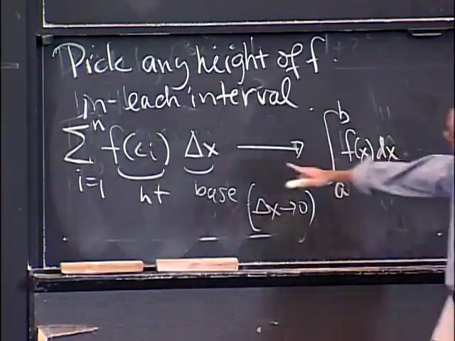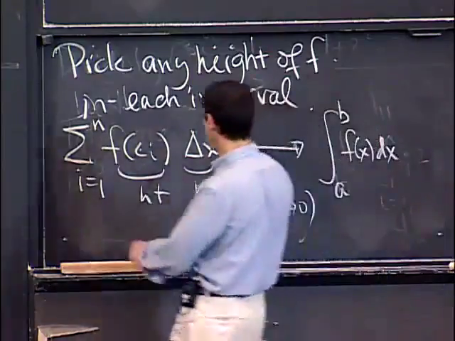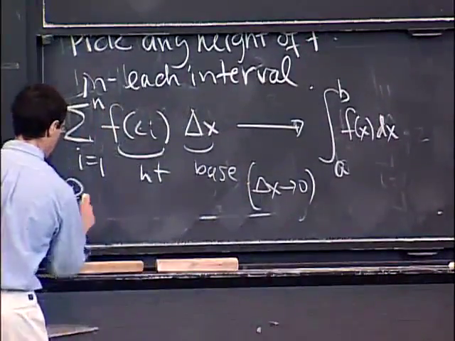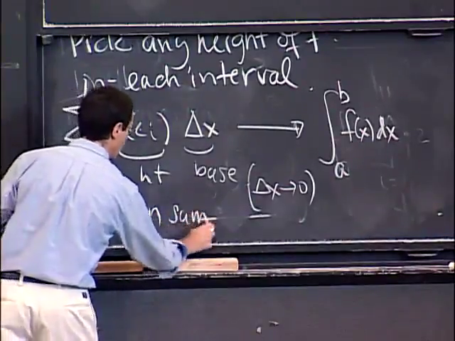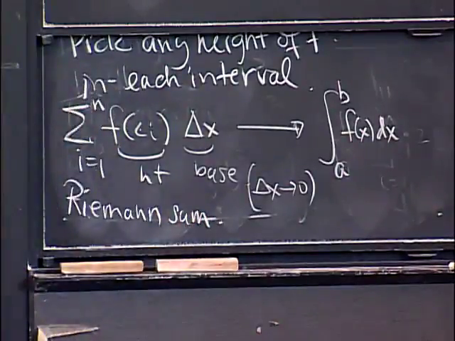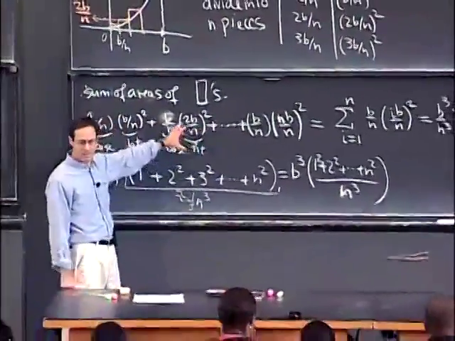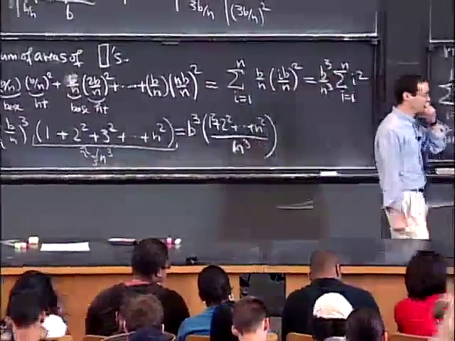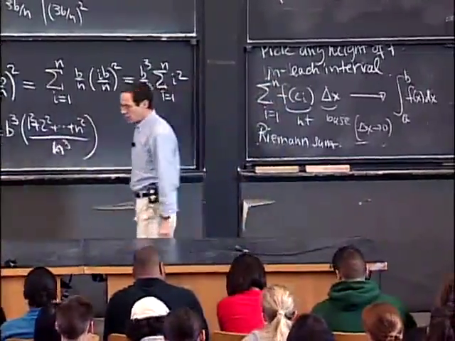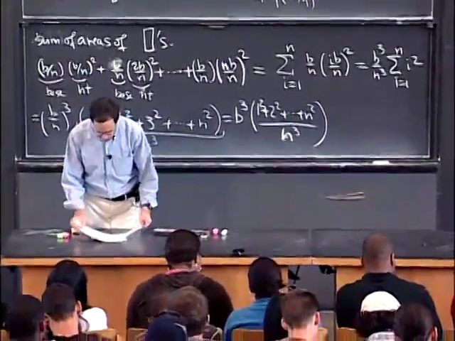And these gadgets are called Riemann sums. This is called a Riemann sum. And we already worked out an example. This very complicated guy was an example of a Riemann sum. All right, so that's a notation, and we'll give you a chance to get used to it a little more when we do some numerical work.